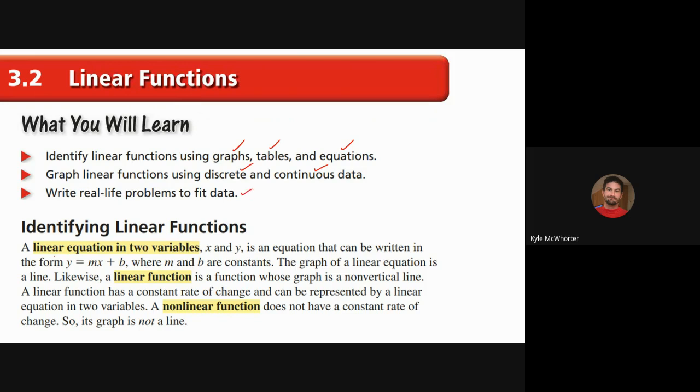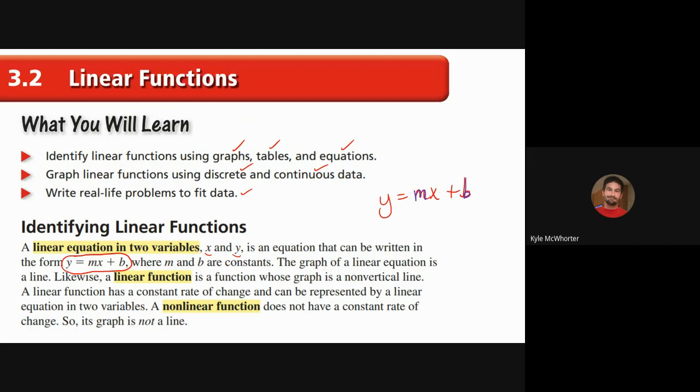All right, so what is a linear equation? A linear equation in two variables, x and y, is an equation that can be written in the form y equals mx plus b. So that's a form that we're going to be looking for. Y equals mx plus b, where m and b are constants. And that means that they're just numbers that don't change. So m would just be a number and b would just be a number. So like y equals 3x plus 2, that would be a linear function.